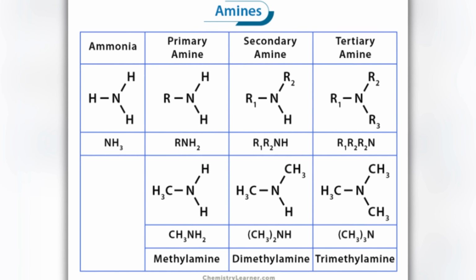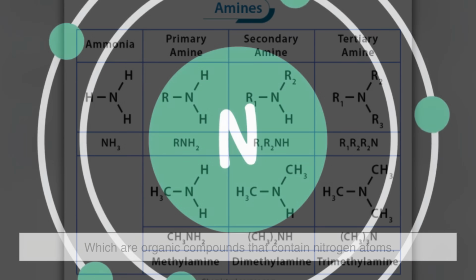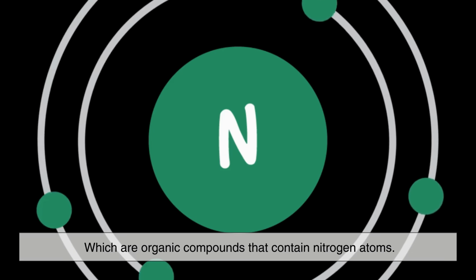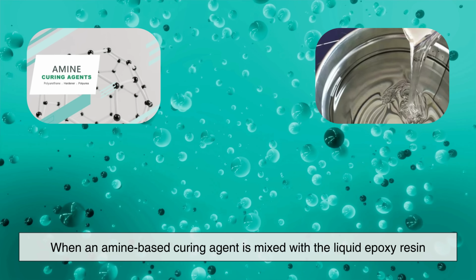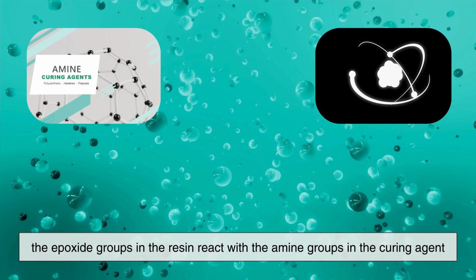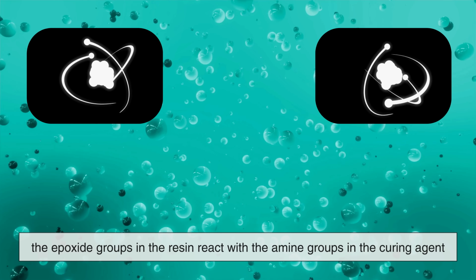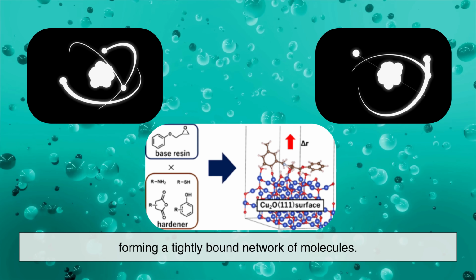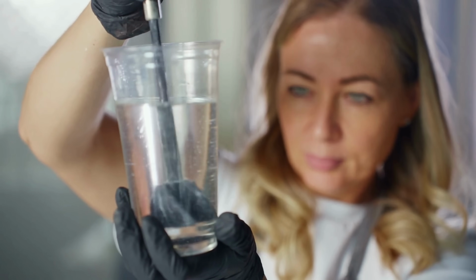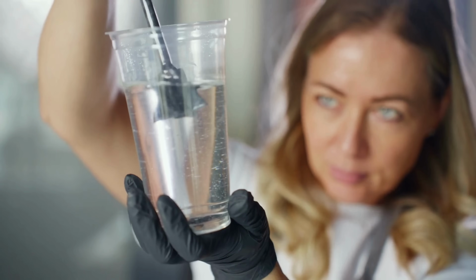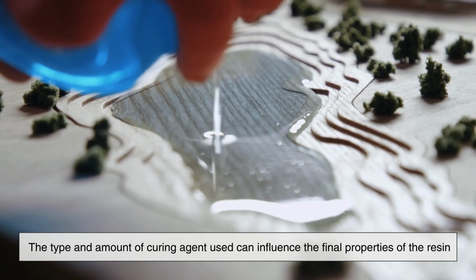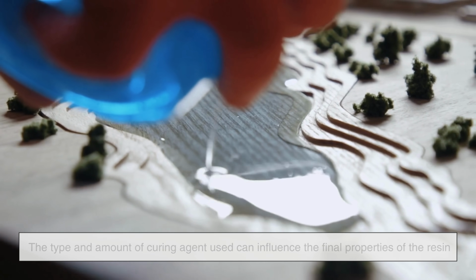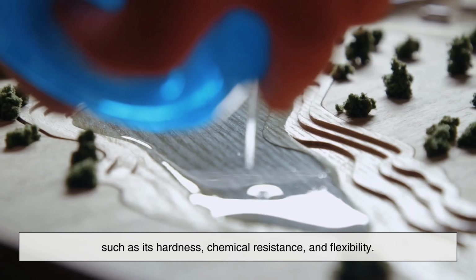One of the most commonly used curing agents is amines, which are organic compounds that contain nitrogen atoms. When an amine-based curing agent is mixed with the liquid epoxy resin, the epoxide groups in the resin react with the amine groups in the curing agent, forming a tightly bound network of molecules. This cross-linking process is what gives epoxy resin its unique strength, durability, and resistance to wear and tear. The type and amount of curing agent used can influence the final properties of the resin, such as its hardness, chemical resistance, and flexibility.